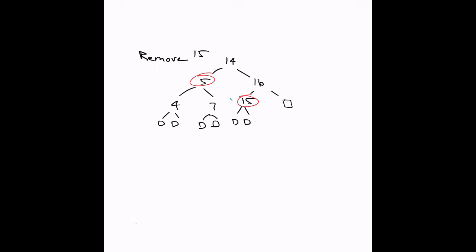So 15 is V, the parent is X, W, and R. We erase or remove V and W and replace V with R. Here's the tree after removal, and since we removed a red node, we don't have to restructure or recolor. Now we're going to remove 16.